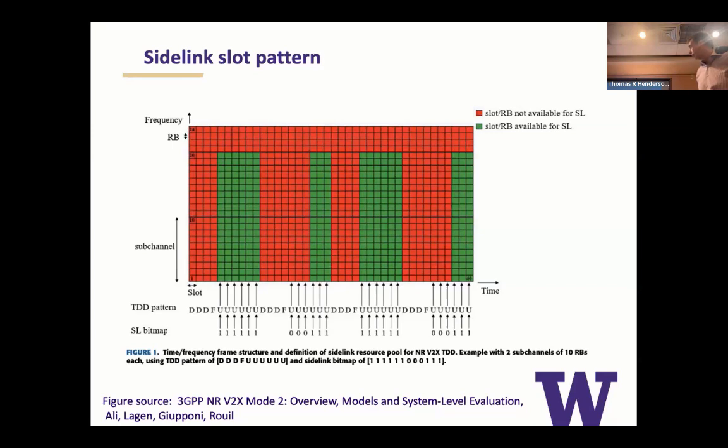And these will then repeat. So there's an overall periodicity of the TDD pattern and the sidelink bitmap. And so what this is depicting pictorially is that because of this particular pattern, these in green are the available resources for sidelink. So what we see here is that there are 2 subchannels available. And then these are the slots over time where sidelink data could be inserted.